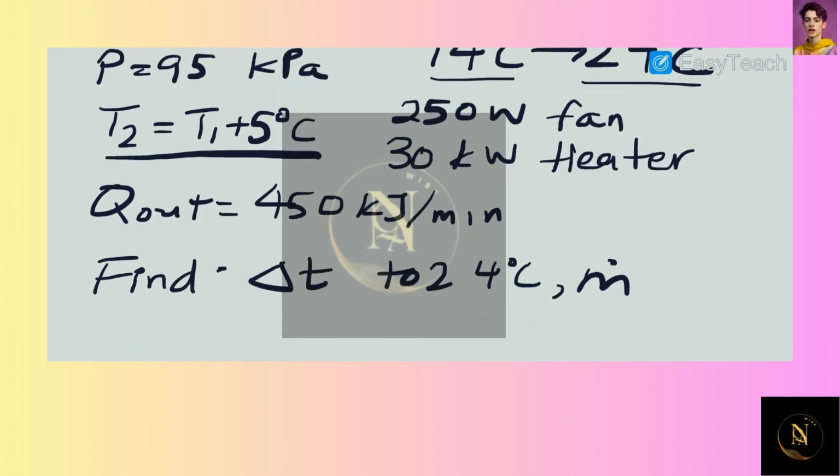We know the house is losing heat at a transfer rate of 450 kilojoules per minute, and what we're asked to solve for is the time it takes to heat this house up to 24 degrees Celsius and the mass flow rate of air through this duct system.